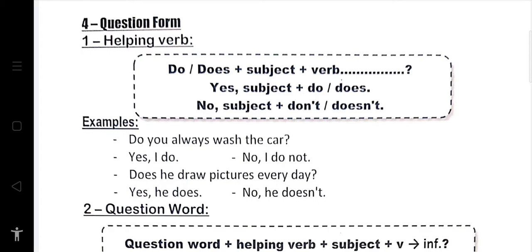So it will be do or does plus subject plus main verb or infinitive. Then we will complete the sentence and we will add the question verb. Examples: do you always wash the car? Yes, I do, or no, I don't. Does he draw pictures every day? Yes, he does, or no, he doesn't.